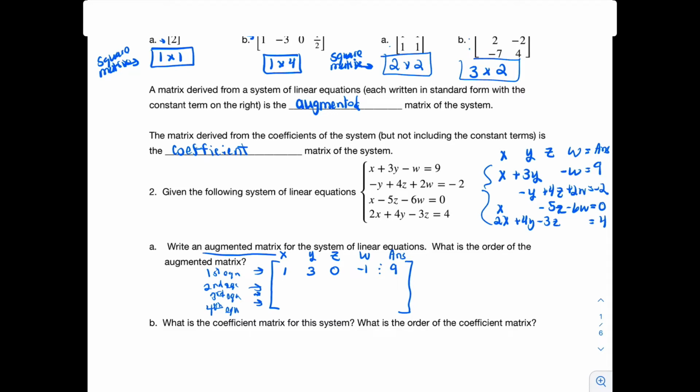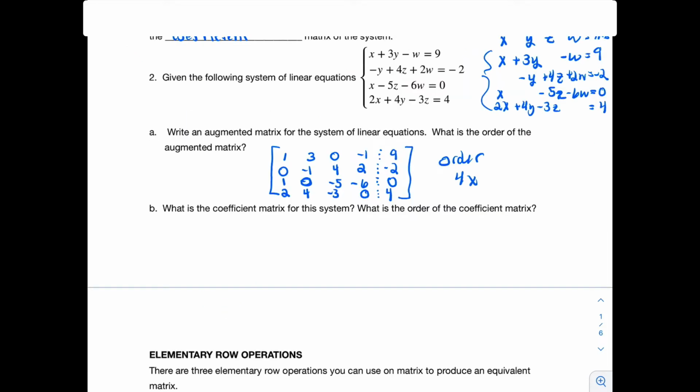Now notice that to separate the coefficients of the equation from the constant term in an augmented matrix, we use these 3 little dots. That's sort of like the equal sign in our augmented matrix. And that's how we note that equal sign. And then our last row will be 2, 4, -3, 0, and 4. This is how you write an augmented matrix from a system of equations. Again, the labeling of the rows and columns you will not put. So just this part would be your answer. So the order of this matrix is a 4 by 5.